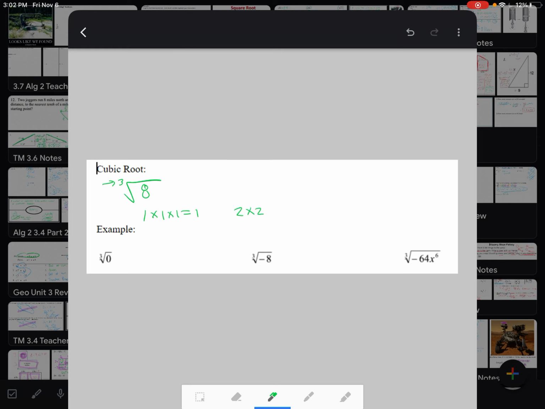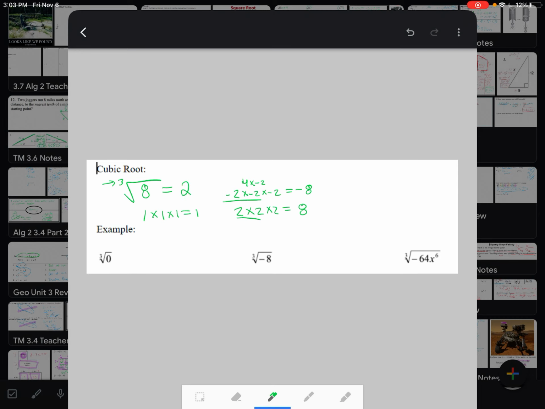Well, 1 times 1 times 1 just gets us 1, so 1 is not the answer. What if we did 2 times 2 times 2? Well, 2 times 2 is 4, times 2 is 8, so that works. Now let's see if that trick we did before works as well. Like negative 2 times negative 2 times negative 2. So is it plus or minus 8? Well, negative 2 times negative 2 is positive 4, and then positive 4 times negative 2 is negative 8.